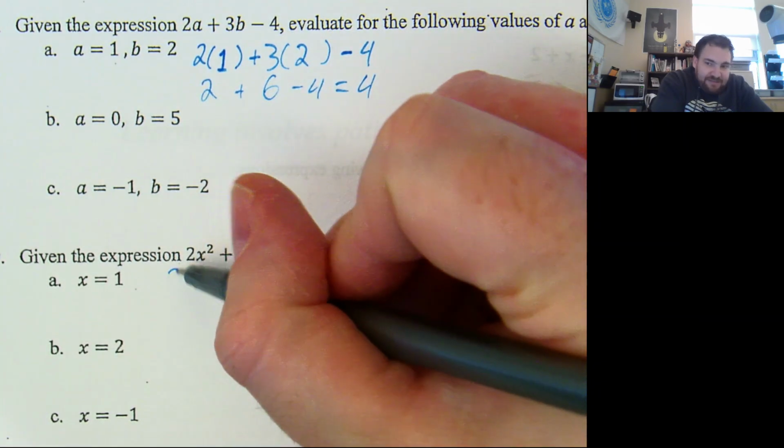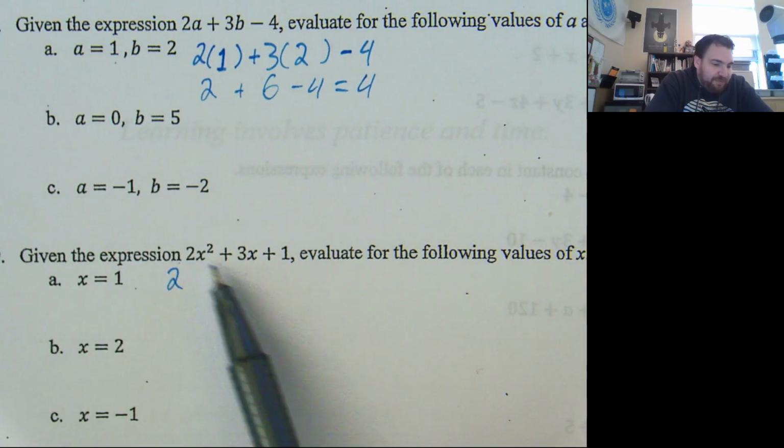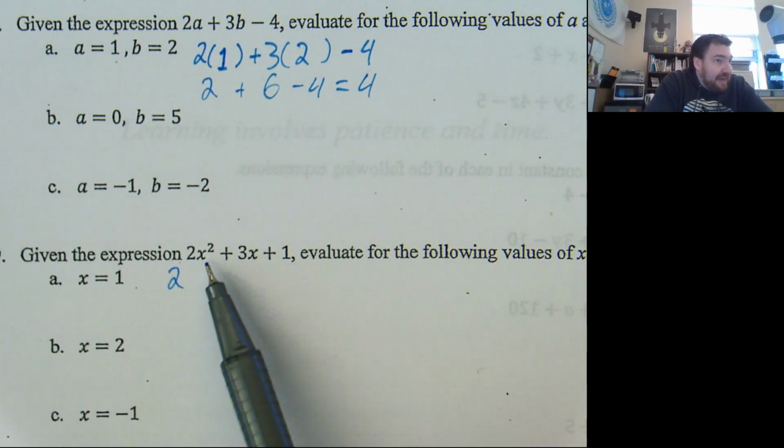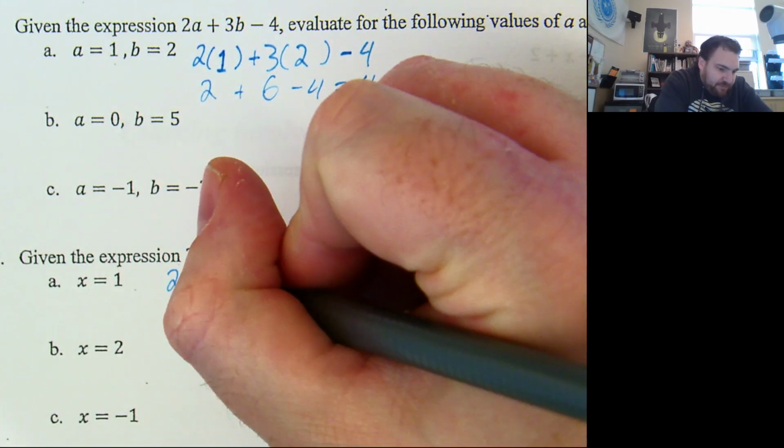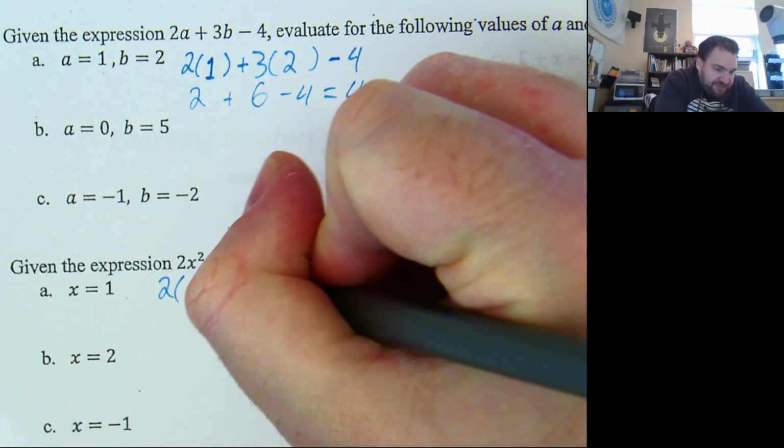Let's look at the first one on number 9. It looks like this: I've got 2x squared plus 3x plus 1. So I'm going to replace x everywhere with a set of brackets. The squared stays outside.